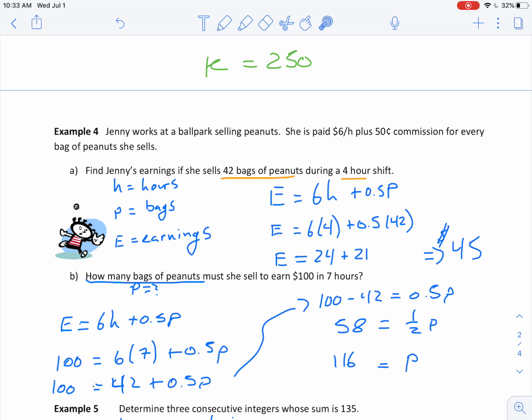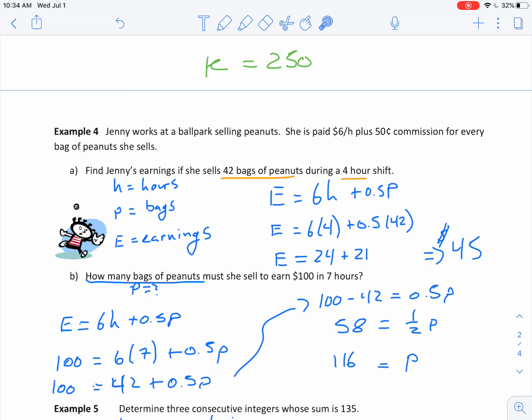So we're going to set our variables. We're going to say H is equal to hours, P is equal to peanut bags, and E is equal to earnings. So in this case, we're combining $6 an hour plus 50 cents, which I wrote as a decimal, per bag. So 0.5 times each peanut bag is going to equal her earnings.